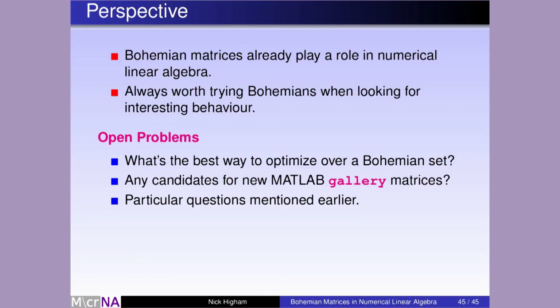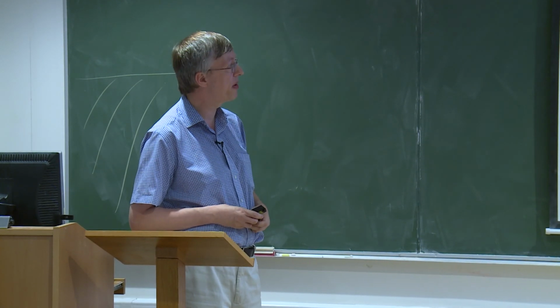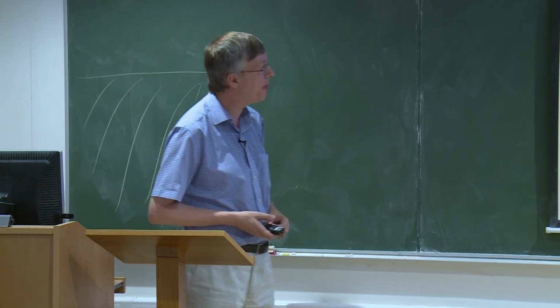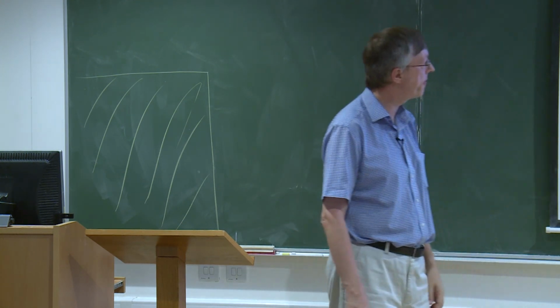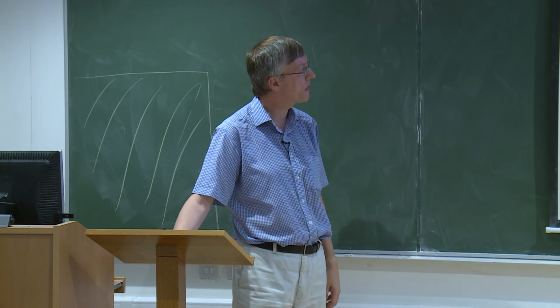So open problems then. What's the best way to optimize over a Bohemian set? As I've just mentioned, I think there may be better ways of doing that. Are there more matrices we should put in MATLAB's gallery, or suggest to the MathWorks that they put in there? There's about 63 matrices right now. There seem to be lots of other interesting matrices around. So are they sufficiently interesting that they would add something different to what's available in MATLAB? And then there are the particular questions I mentioned as I've gone through the talk, finishing up on that kappa 2 versus kappa infinity question.